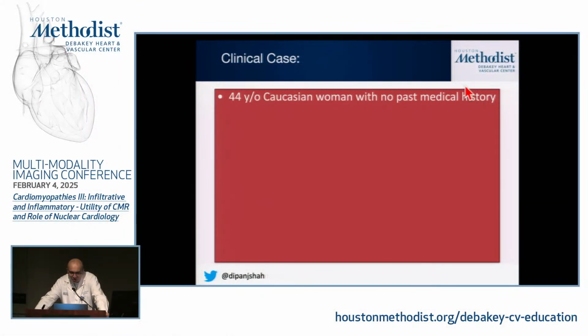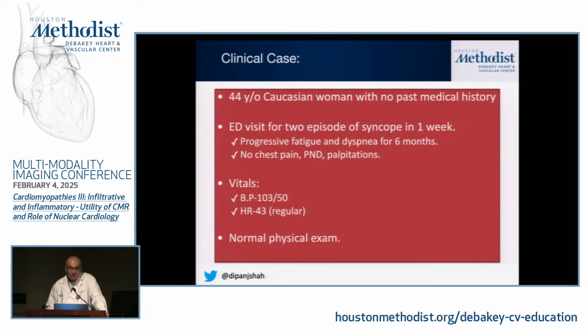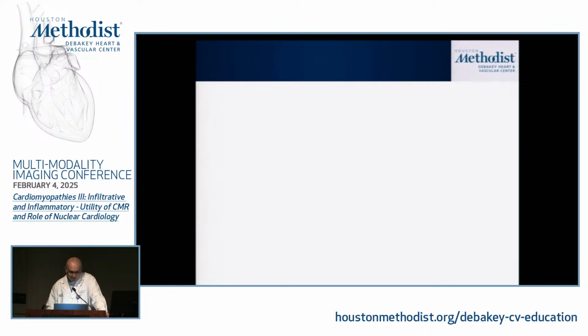This is a 44-year-old Caucasian woman with really no past medical history. She presents to the emergency department with 2 episodes of syncope within the past week, and notes progressive fatigue and dyspnea for about 6 months. She denies any chest pain, palpitations, or PND. Her vitals: blood pressure is 103/50, heart rate is 43 and regular, and physical exam is noted to be unremarkable.